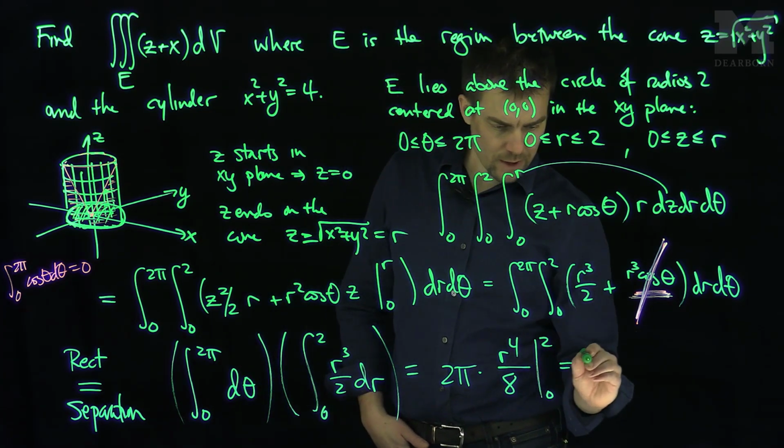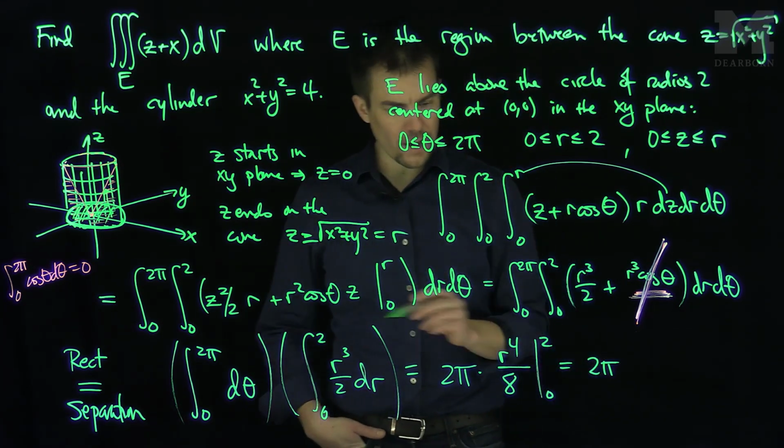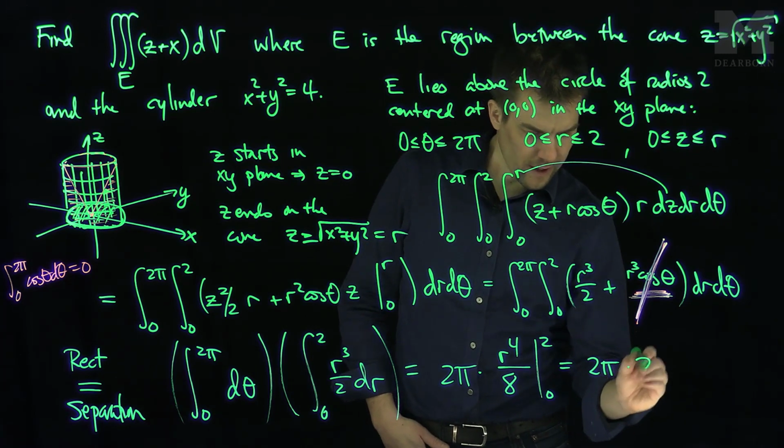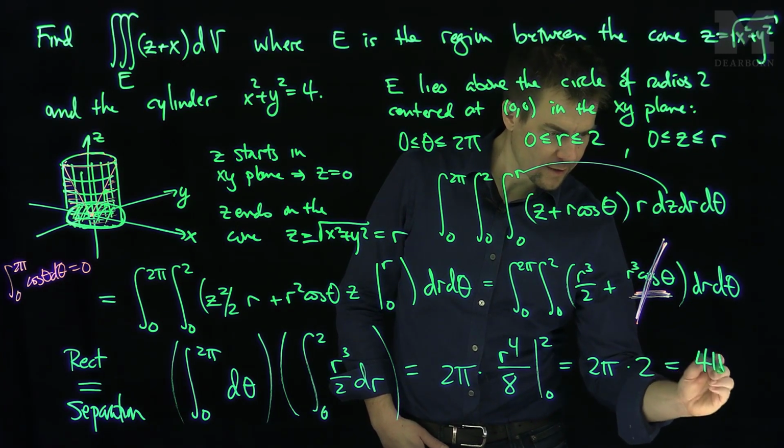And so what we'll get is a 2 pi. And then this will be what? 2 to the 4th power is 16. 16 over 8 is 2. So 2 pi times 2. So our answer is 4 pi.